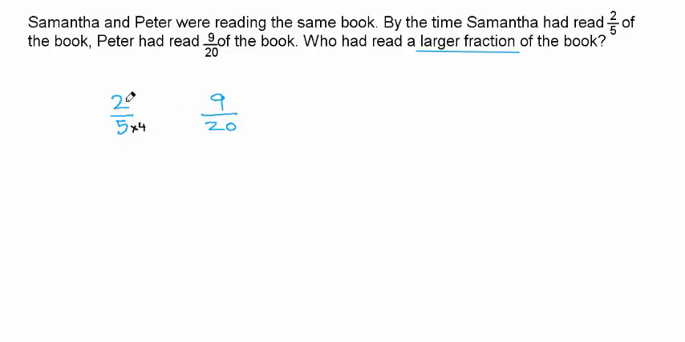And then if I do that, I have to do the same on the numerator, multiply 2 with 4. And the equivalent fraction I get is 2 times 4, that's 8 on the top and 20 on the bottom. So this is the fraction that Samantha had read, 2/5, that's equivalent to 8/20. So this is for S. And Peter, of course, is 9/20. And obviously 9 out of 20 is more than 8 out of 20. So Peter had read a larger fraction of the book.